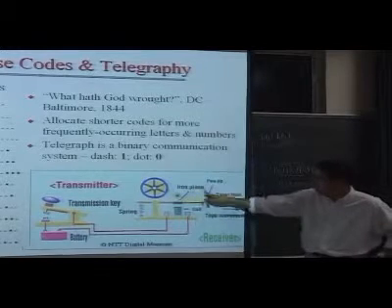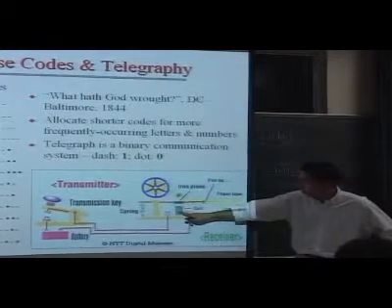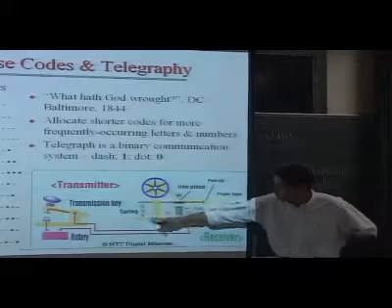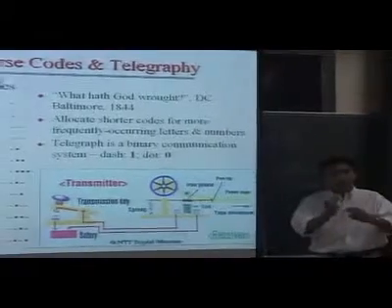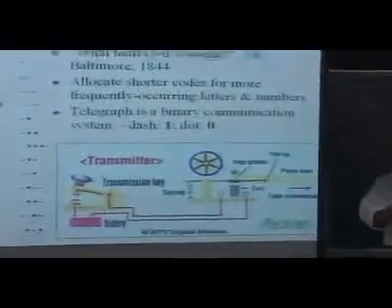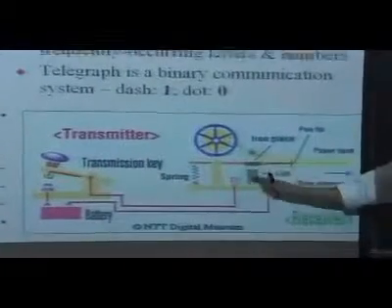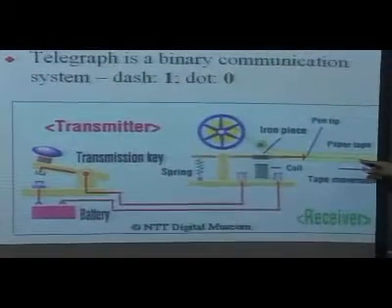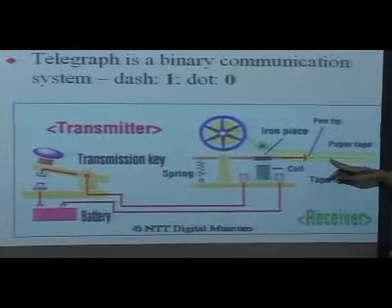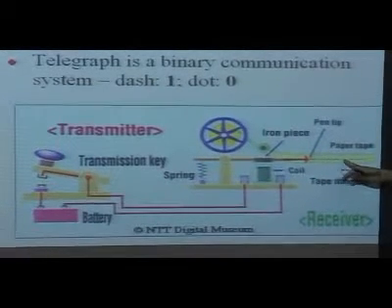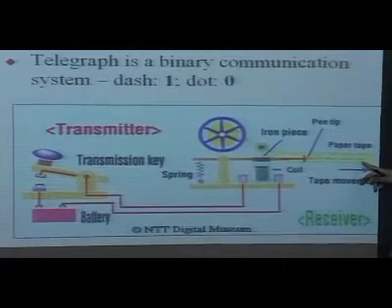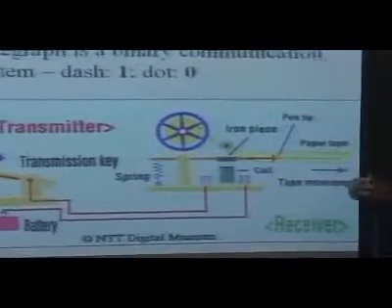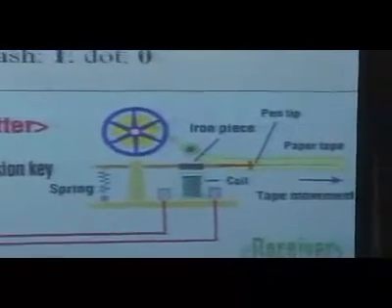There's an iron piece, a pen, there's a coil, and if you connect the transmission key right here, you will generate a magnetic field, which will turn into a magnet, will pull the pen down, and then you're going to write onto the little piece of paper here. So this is a dash, this is a dot, this is a dash, this is a dash, okay? And you have a human operator to interpret this, okay?